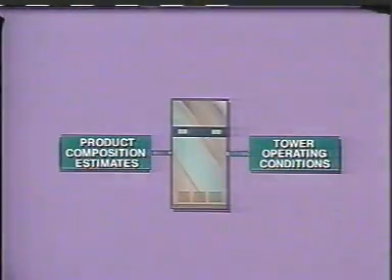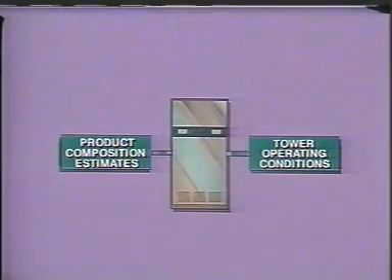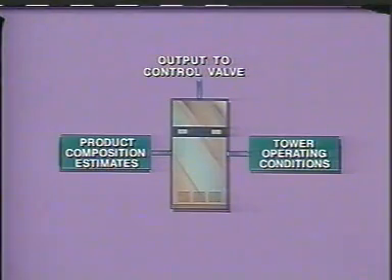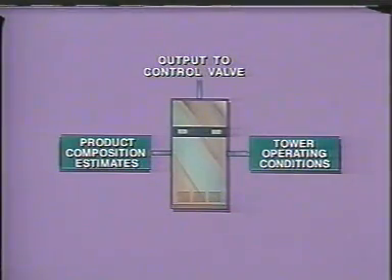The computer continuously compares its product composition estimates with the current operating conditions to determine if ideal conditions are being maintained in the tower. Based on this comparison, the computer adjusts tower variables so that the products will meet specifications but not greatly exceed them. This saves energy and maximizes capacity.